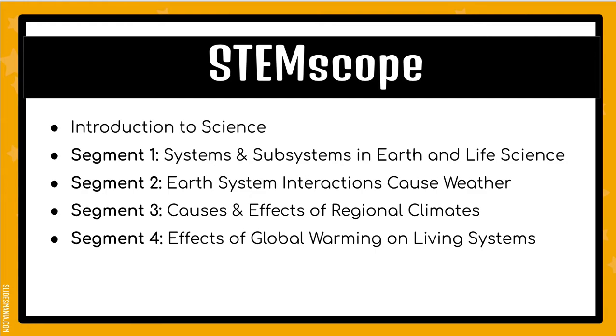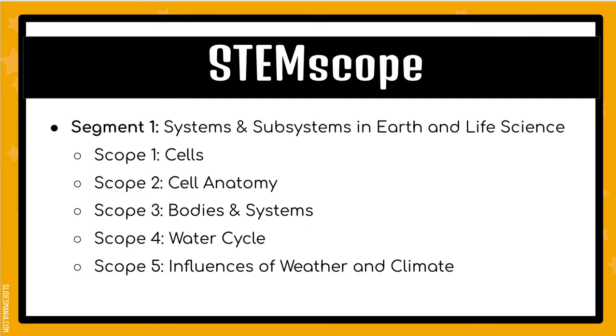The first segment, systems and subsystems in earth and life science, will take us all the way to the beginning of December. And each of the segments contains smaller sections called scopes. It's like a chapter, you can think of it that way. And we'll go through cells, cell anatomy, bodies and systems, water cycle, and influence of weather and climate.